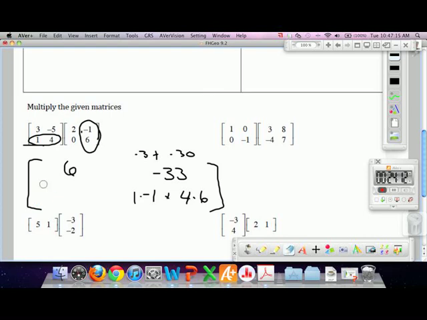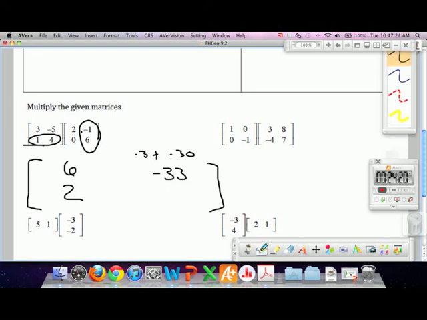Negative 1 plus 24 is positive 23. The multiplication of these two matrices together gives the 2 by 2 matrix: 6, negative 33, 2, 23.